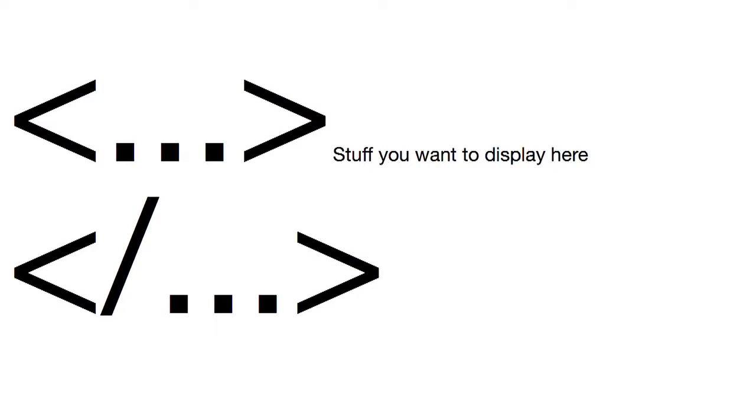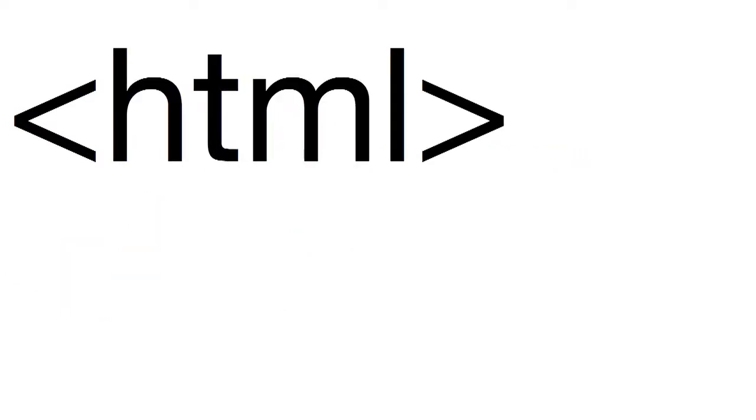In between those two sets of angle brackets is going to be the stuff you want to display, whether it's text or images or graphics or a link. So remember, every command, every tag that you're going to send to a web browser has to be sitting within those angle brackets. So let's look at a couple of them. The first one that you're almost always going to see on a website is the HTML tag. And the web browser is going to load this file and it's going to start reading at the top.